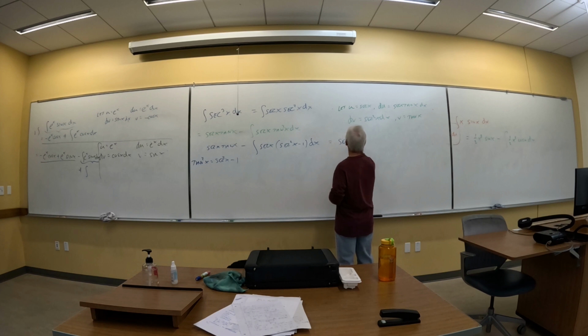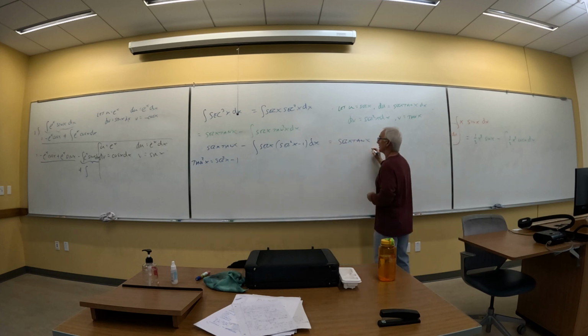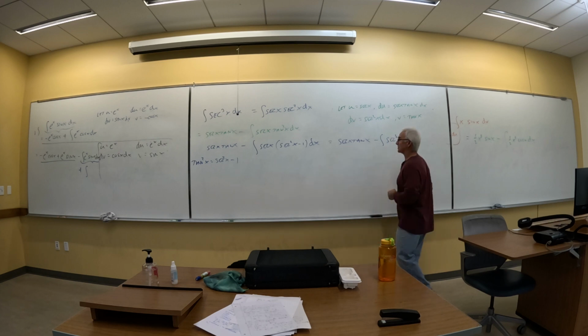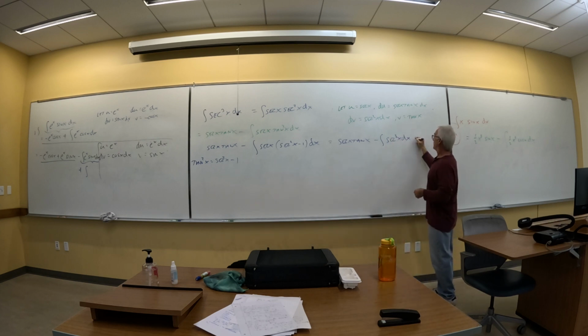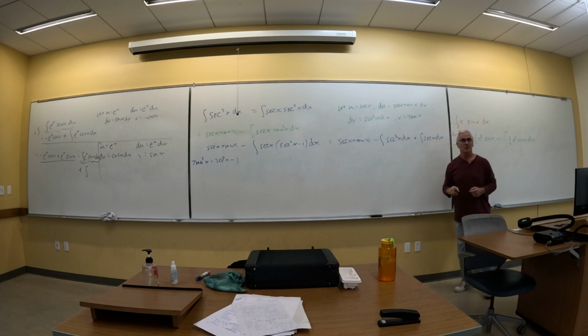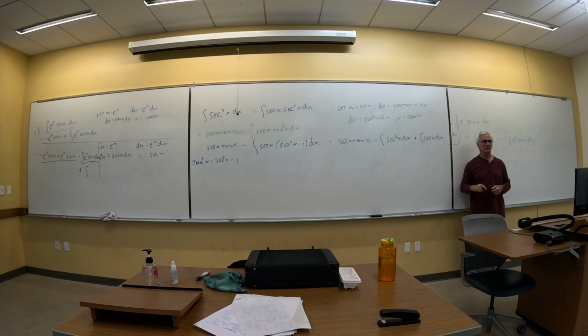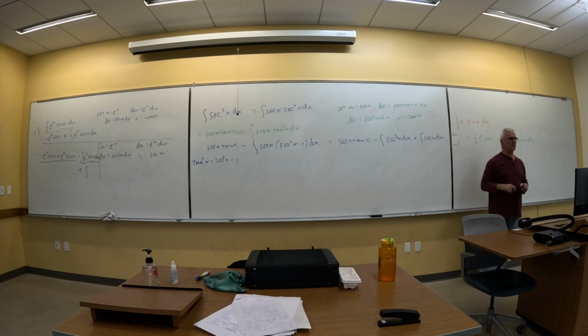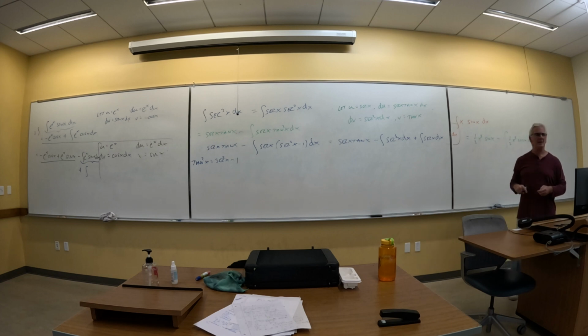That's secant x tan x minus the integral of secant cubed x dx. I'll break it into two integrals, plus the integral of secant x dx. Are you with me? Will that work? It's getting more complicated, isn't it? How do we have a secant cubed back? We just got rid of it. But is it the same sign?